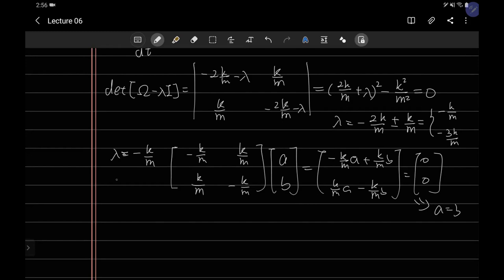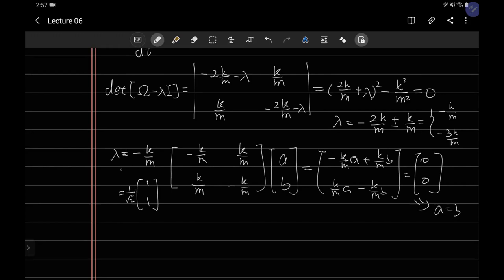So the corresponding eigenvector for this eigenvalue should have A and B the same, which means we can say that the eigenvector is this one, or we can think about the normalized case, which is 1 over the square root of 2, 1 over the square root of 2.